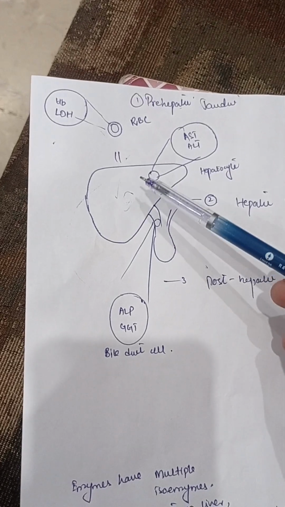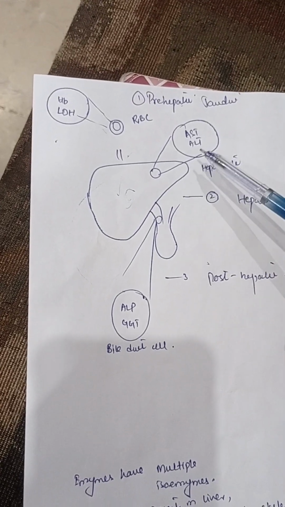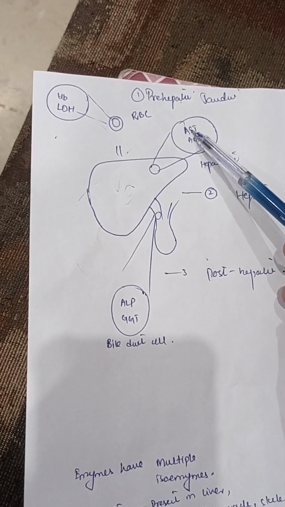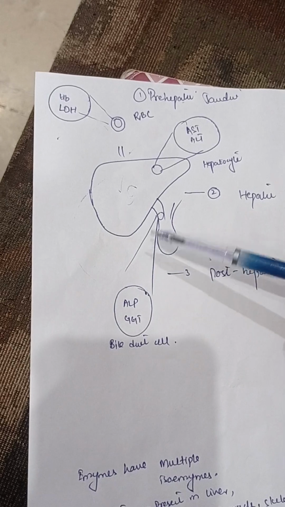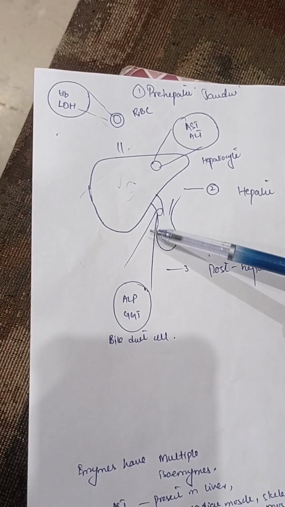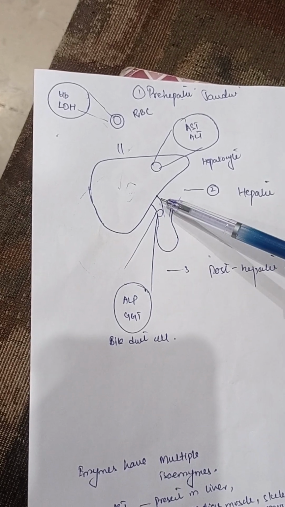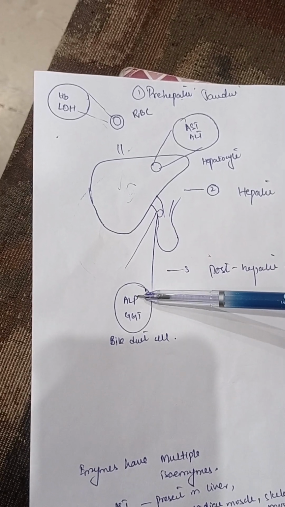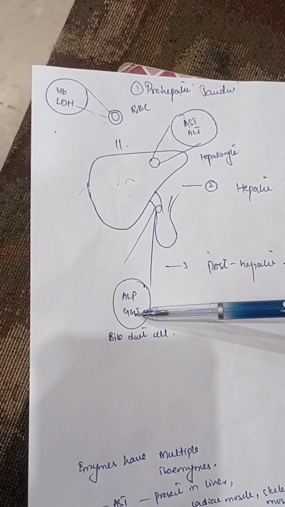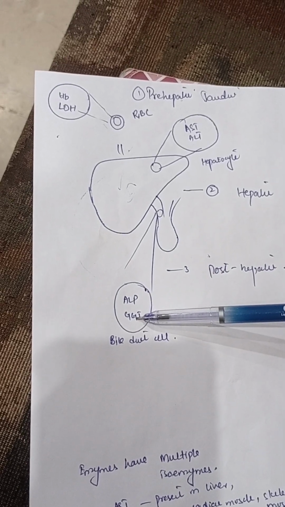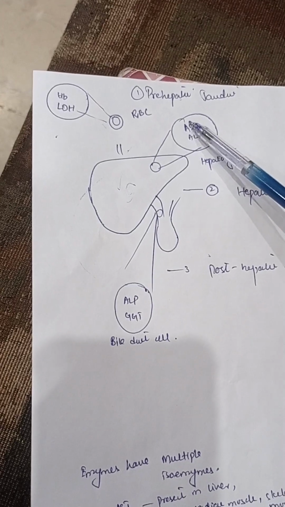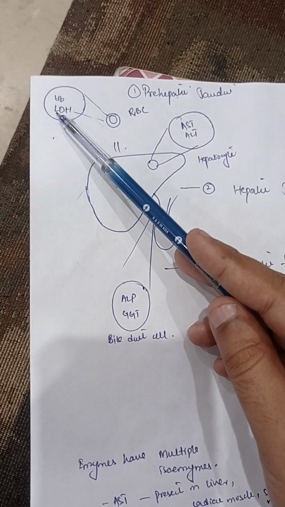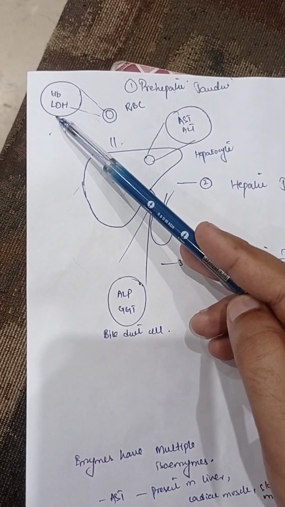So this is a basic hepatocyte, and it contains ALT and AST. In the hepatocyte, two enzymes are present, AST and ALT. This is the bile duct and this is the gallbladder. The cells of the bile duct contain ALP and GGT. ALP is alkaline phosphatase and GGT is gamma glutamyl transpeptidase. AST is aspartate transaminase and ALT is alanine transaminase. And you can see this is an RBC which contains hemoglobin and LDH.